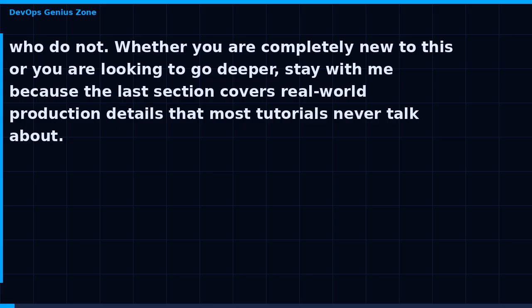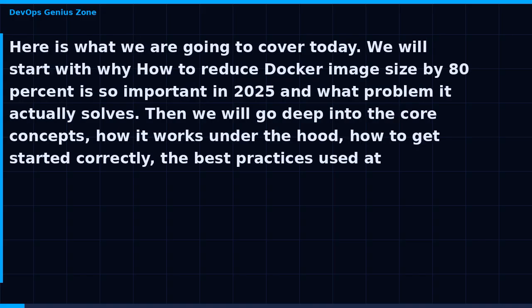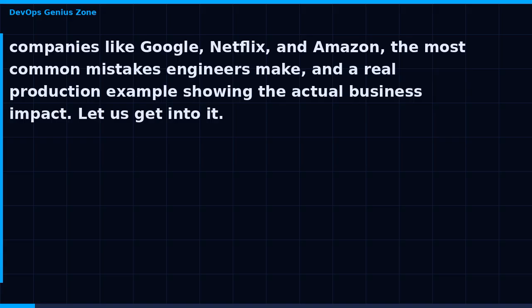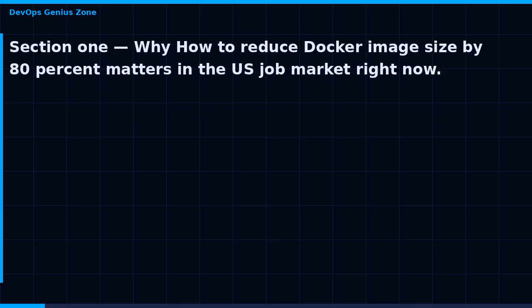Here is what we are going to cover today. We will start with why how to reduce Docker image size by 80% is so important in 2025 and what problem it actually solves. Then we will go deep into the core concepts, how it works under the hood, how to get started correctly, the best practices used at companies like Google, Netflix, and Amazon, the most common mistakes engineers make, and a real production example showing the actual business impact. Let us get into it.